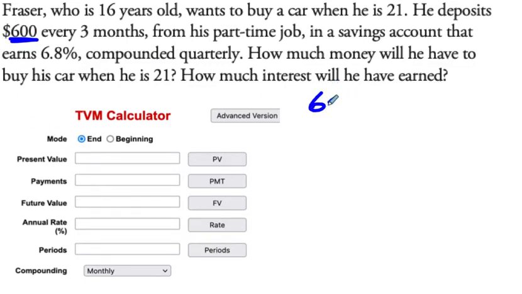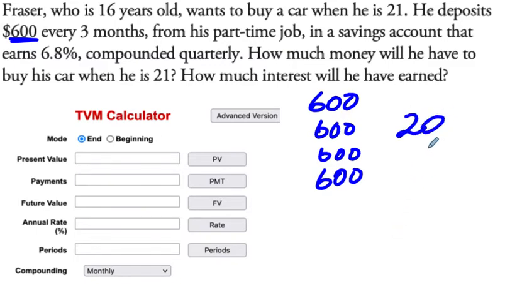So when you think about it, we have $600 after the first 3 months, and then another $600 after the second 3 months, another $600 after the third 3 months, and then at the end of the year, another $600. When we do this for 5 years, we'll end up with 5 times 4, which is 20 periods along the way. So we're putting in $600 20 times. Now, 2 times 6 is 12, so that would be $12,000. In 5 years he put away $12,000 of his own money. So that's important to know.